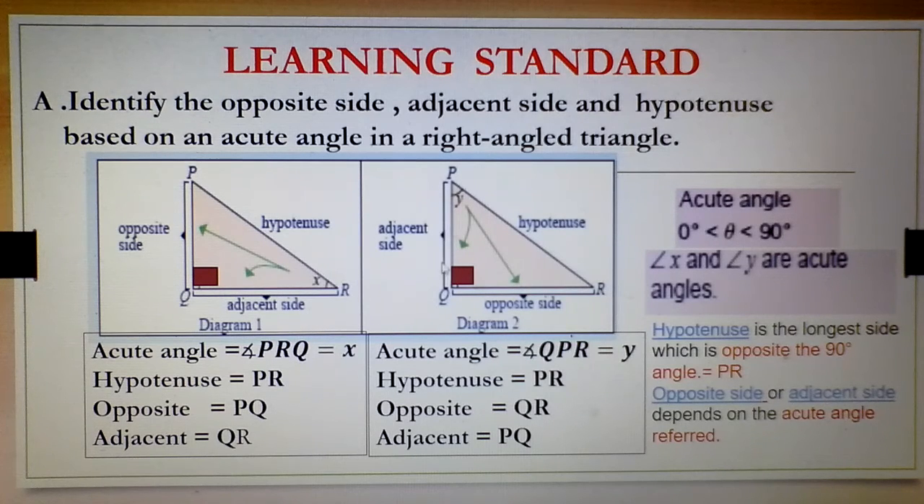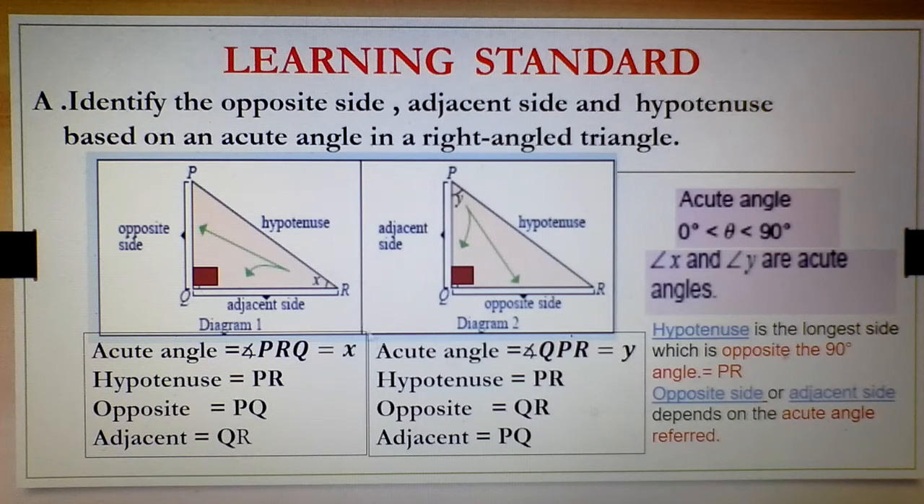Okay, now let's look at another one. We use angle QPR, which we mark as Y. The hypotenuse is still the same, the longest side and opposite to 90 degrees. And then the opposite side is opposite to angle Y, and the other one will be the adjacent side. So from here, for acute angle QPR, so Y, the hypotenuse equals PR, the opposite is QR, and the adjacent is PQ.